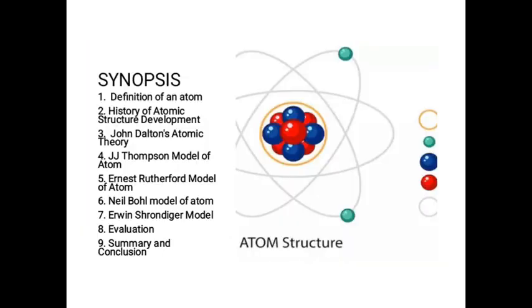In this video today, we are going to be looking at what an atom is. We are going to be looking at the history of atomic structure development, and in that history we are going to be looking at John Dalton's atomic theory, the J.J. Thomson model of atom, the Rutherford model of atom, the Neil Bohr model of atom, and the Schrödinger model. And then of course we are going to evaluate you at the end of the session and give a summary.